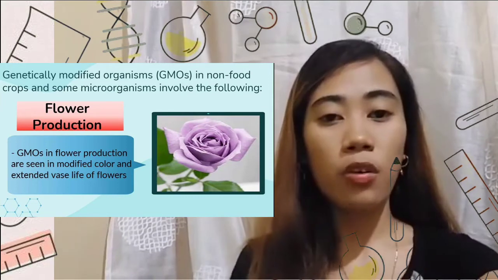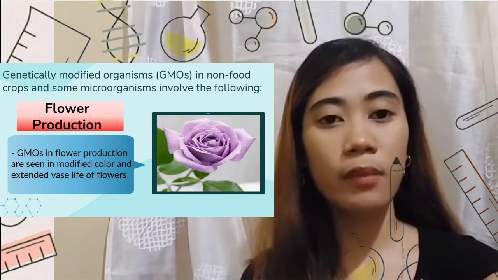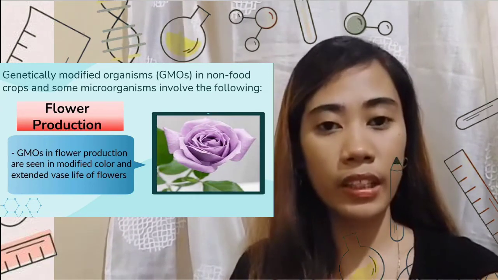First, we have flower productions. GMOs in flower productions are seen in modified color and extended shelf life of flowers. An example is blue roses, which are in reality lilac or purple, containing cyanidin and delphinidin glycoside together with large amounts of flavonoids. Blue roses are often used to symbolize mystery or attaining the impossible. However, because of genetic limitations, they do not exist in nature.